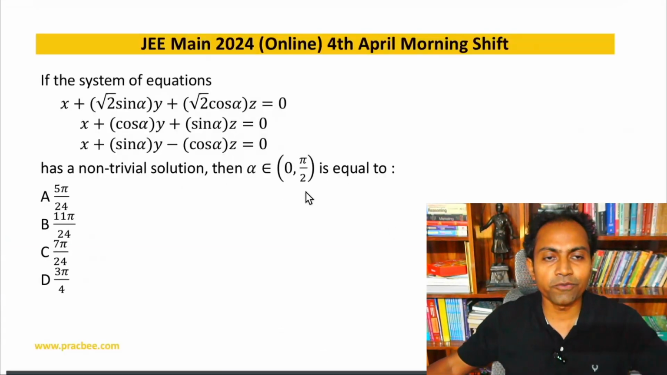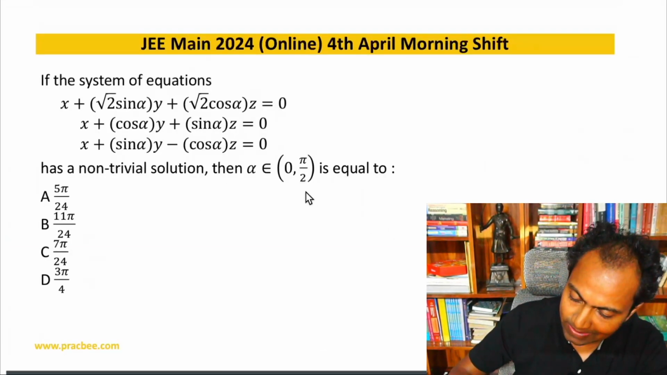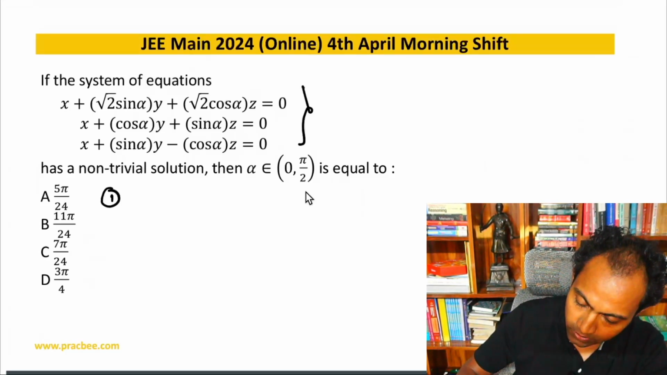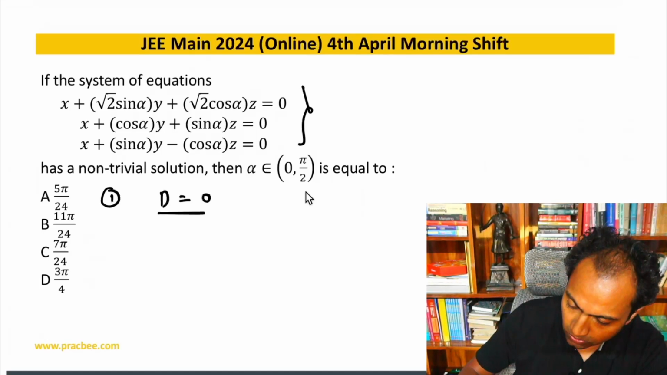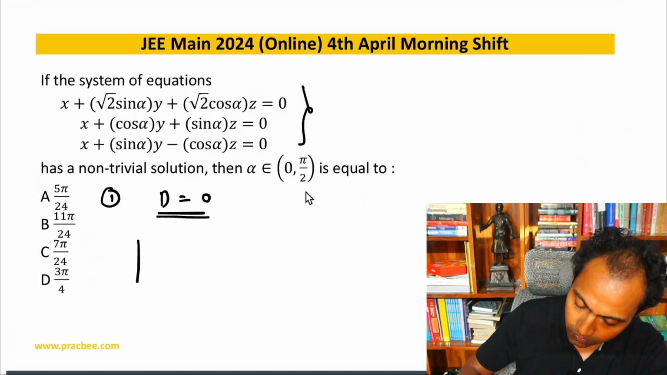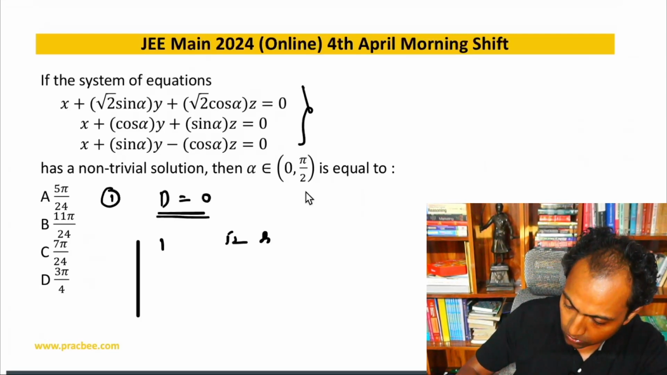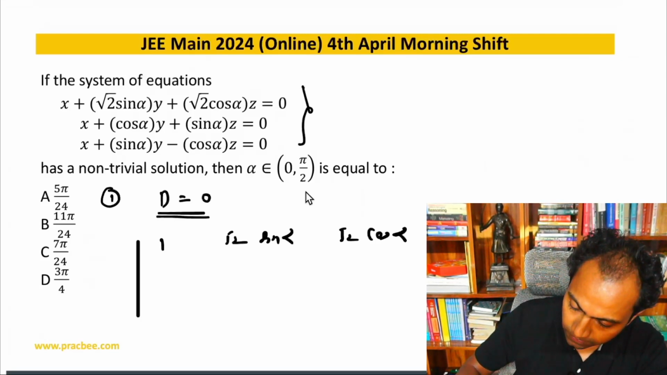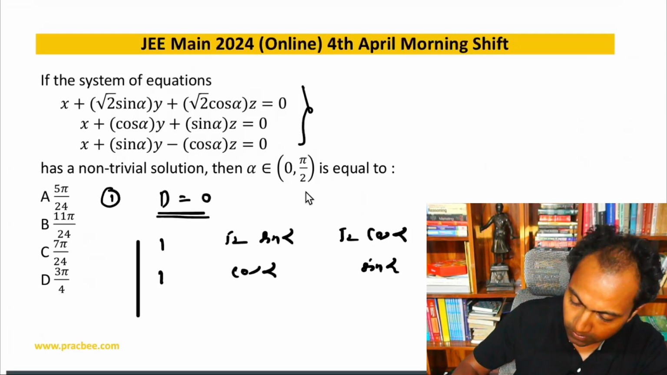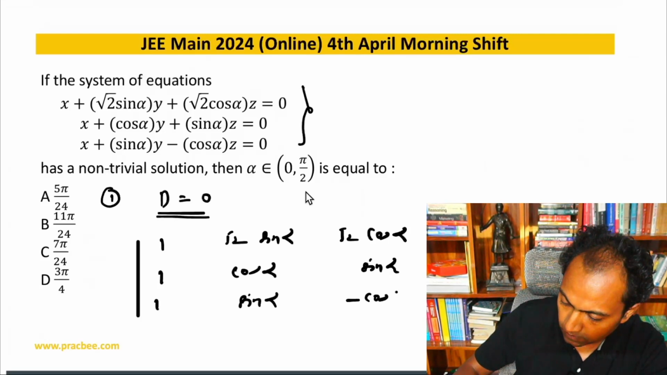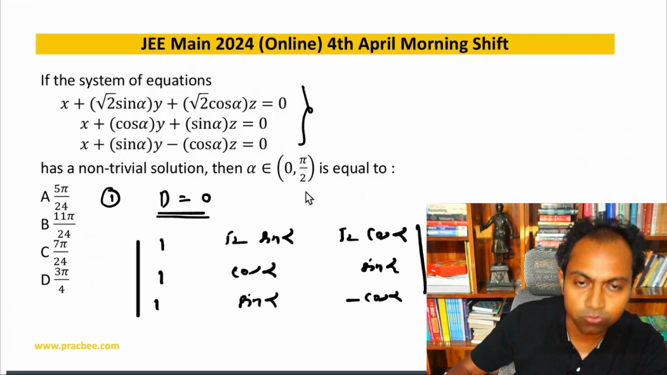Now in this 2024 question, what they are saying is this has a non-trivial solution. It is a homogeneous equation. We can clearly see, all we need to do is just put D equal to 0 and check the answer. If I do so, it comes out to be the determinant with rows 1, root 2 sin alpha, root 2 cos alpha; 1, cos alpha, sin alpha; and 1, sin alpha, minus cos alpha. This is equal to 0.